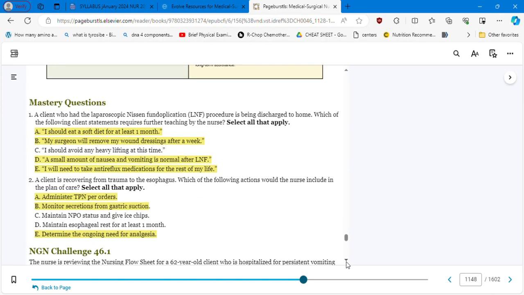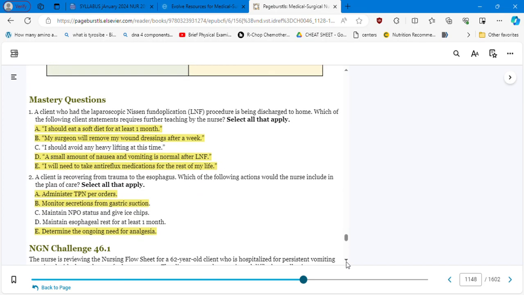We have a mastery question here. A client who had a laparoscopy needs a fundoplication. We know that's the wrapping of the fundus of the stomach around the lower esophageal sphincter. The patient had this laparoscopic surgery and is being discharged to home. Which of the following client statements require further teaching? So we are looking for the wrong answer.